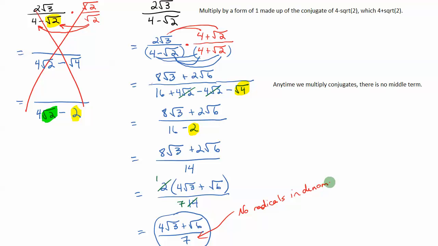And that was our goal. Get the radicals out of the denominator and, of course, simplify the fraction as far as it would go. Alright, so these two fractions are equal to one another, and this one has no radicals in the bottom. The way we accomplished that was by multiplying by a form of 1 that used the conjugate of the denominator. Let's do one more example.